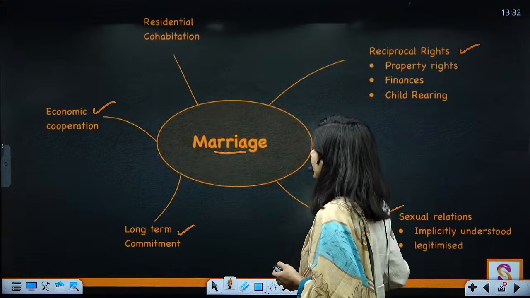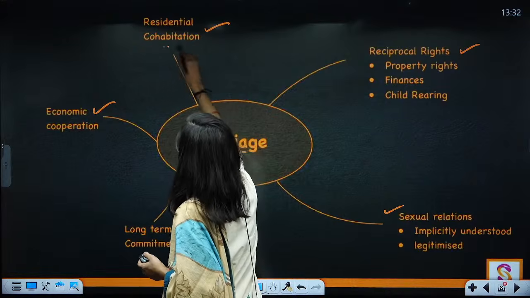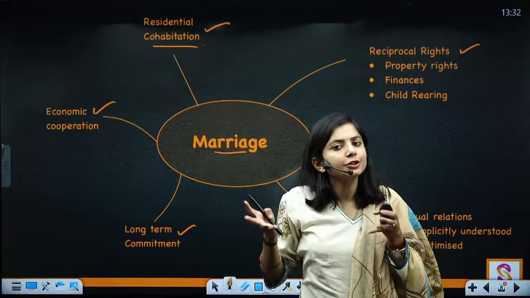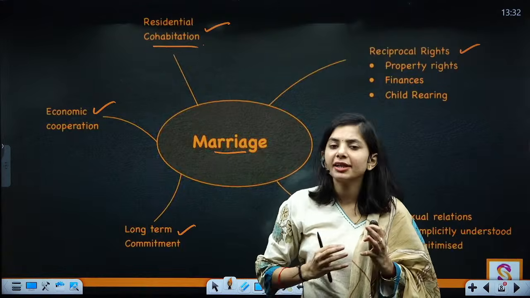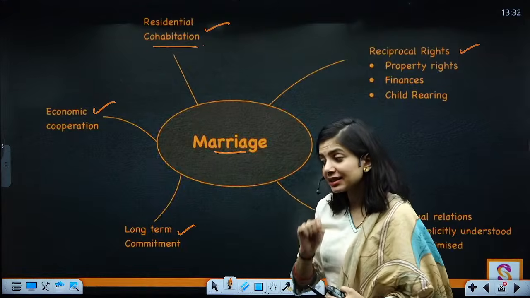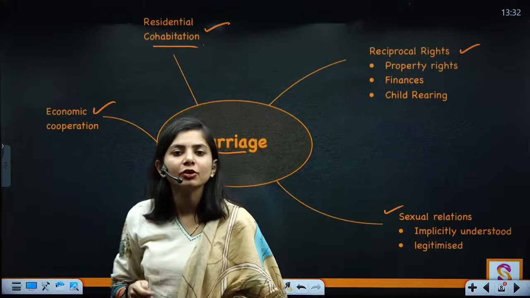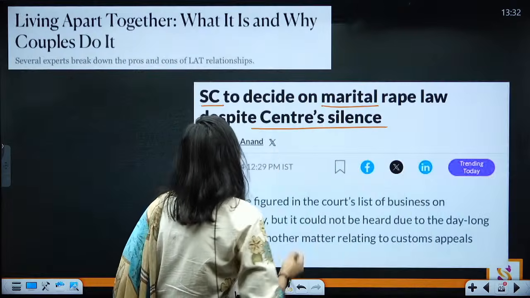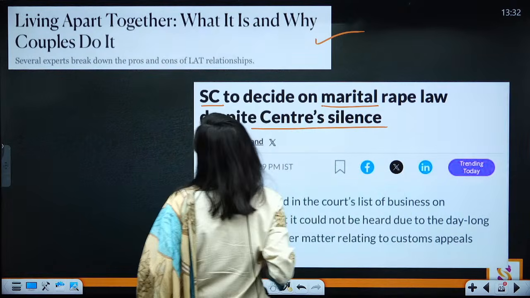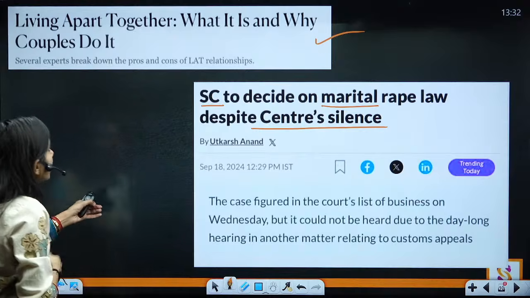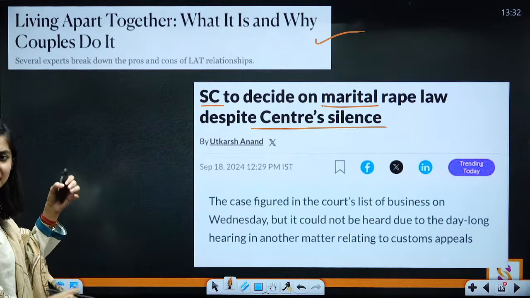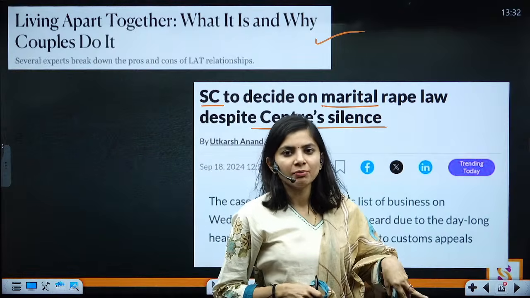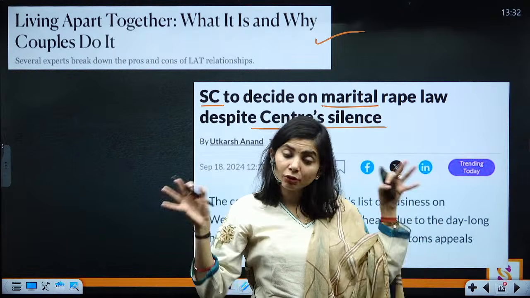Fine. Okay. Next is residential cohabitation. Residential cohabitation means what? They should live together. This is the definition of marriage. But it doesn't mean that if they are not living together, they are not married. There is again an exception. Now we are able to see a new concept, living apart together. Living apart together means that they are engaged in a bond of marriage, but they are living apart. They are not living together.